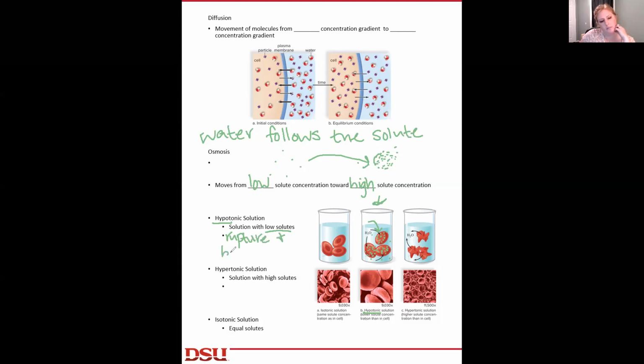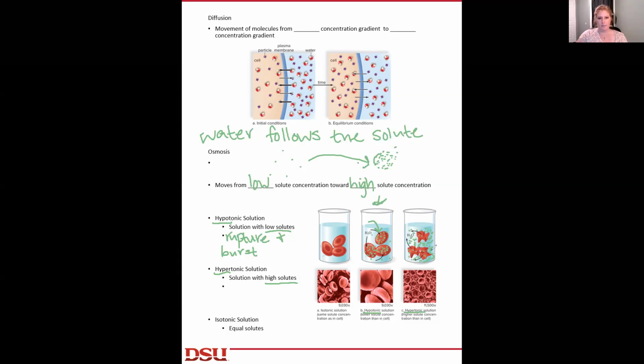Rupture and burst, because there's only so much water it can hold. Okay, and a hypertonic solution with high solute, this is it over here, the opposite happens. Here, there's a ton of solute out here in this surrounding fluid, in the fluid that's surrounding the red blood cells, tons of it. And inside, there's not much.